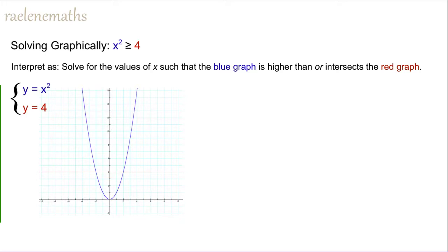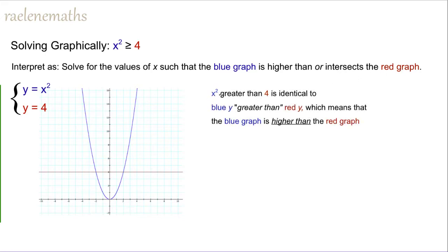The first method we will take a look at then to solve the inequality is a graphical approach. If the two functions on the left and the right are quite basic or simple functions to sketch, then we can draw them in two dimensions as, let's say, a blue graph and a red graph. And then we interpret the inequality as the statement to solve for the values of x such that the blue graph is higher than or intersects the red graph.